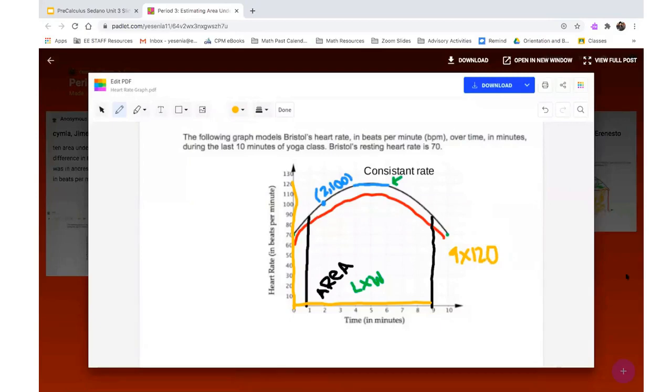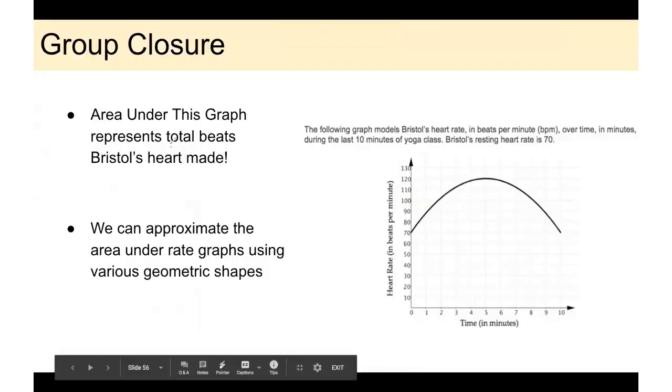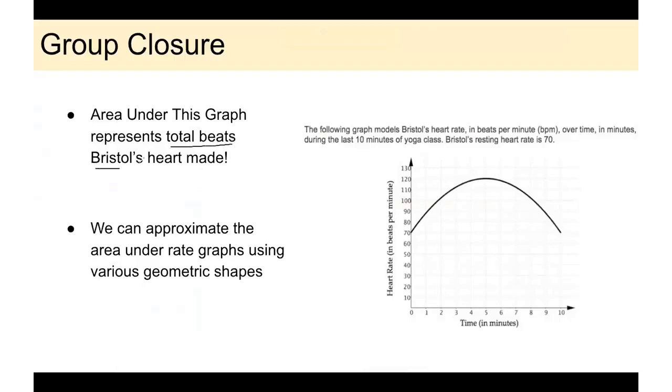All right, so let's go ahead and talk about what the area under this curve represents, and it does represent the total beats Bristol's heart made. The reason for that is it relates to our big idea that the area under a rate graph represents accumulated unit. The accumulated unit in this case is heartbeats, and it's not per minute, it's just heartbeats, her total heartbeats. And the reasoning as to why this area represents total beats is that if you write down the big idea that we did, which is if you take the rate times time, you're going to see that the units cancel out.